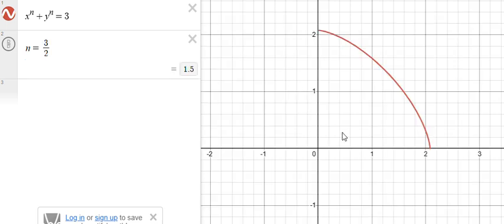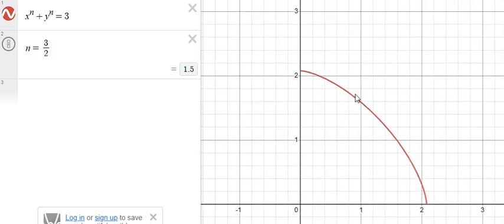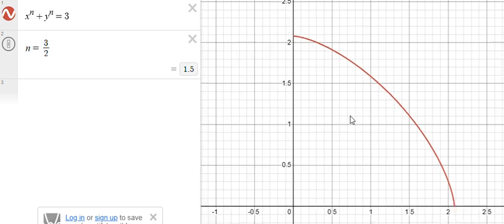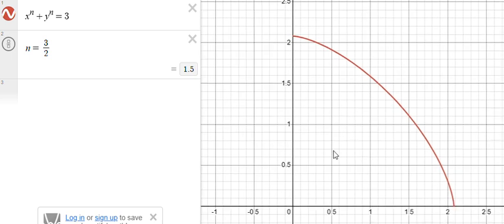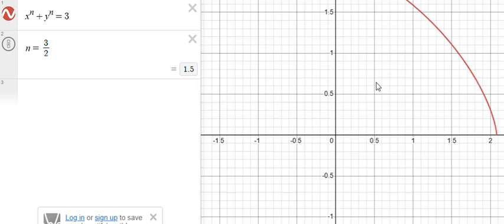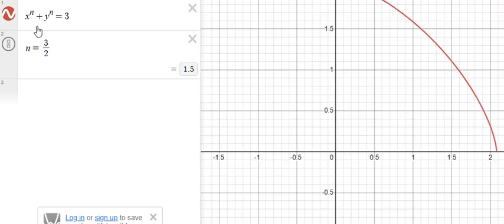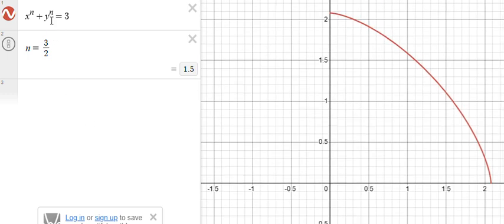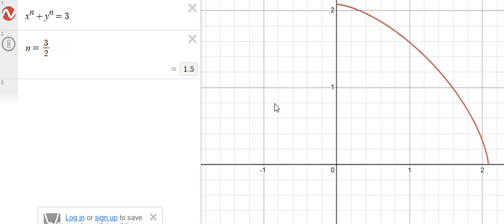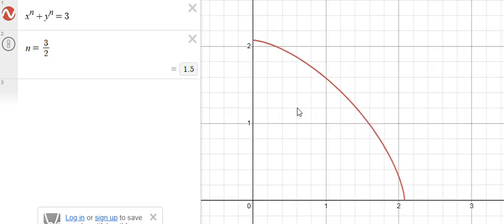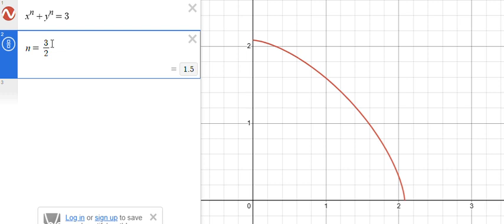Let's look at another nice case where n is 3/2. In this case you can see that the curve exists only in the first quadrant. It can't exist in the second or the fourth quadrants, since you are taking x^(3/2) and y^(3/2), which is nothing but root x cubed, and root x exists only for a positive x, and in the same way root y exists only for a positive y. So for this curve to exist, you've got to have both x and y positive, so this exists only in the first quadrant.